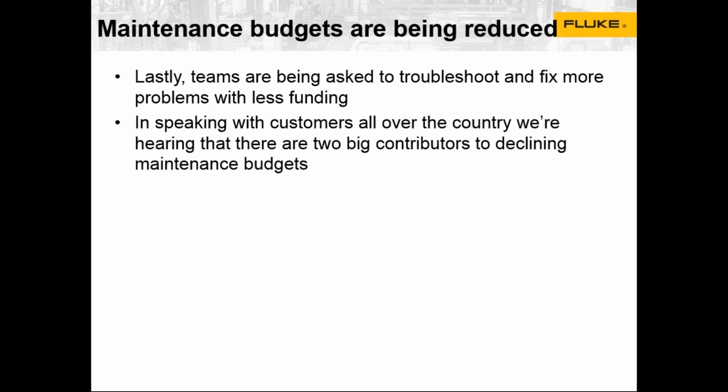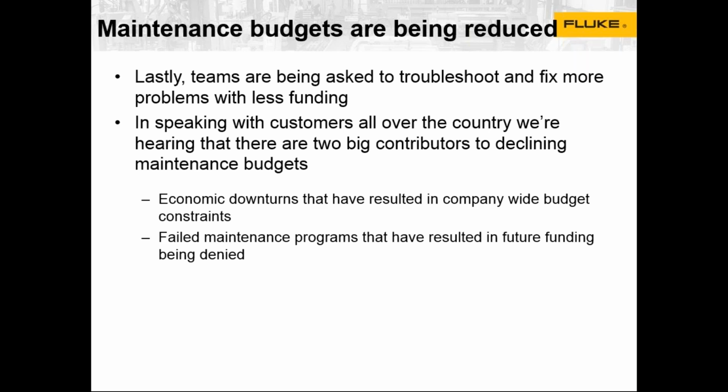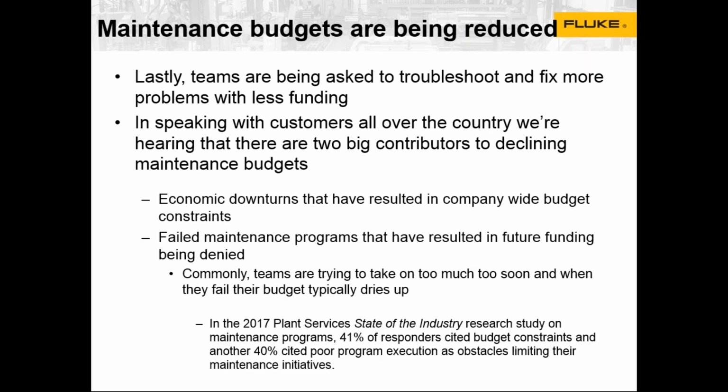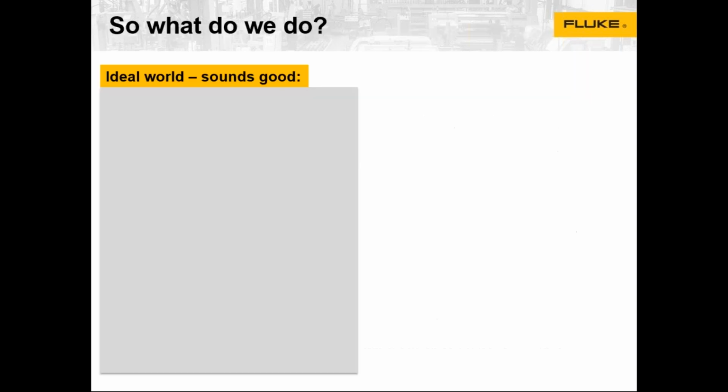Budgets are getting smaller and smaller. We're being asked to troubleshoot and fix more problems with less money. And we're seeing this from two different arenas. It's coming from two different reasons. One is economic downturns. We're seeing that not just in the U.S. but all over the world. And this is causing budgets to get smaller and smaller, and we're finding out that if we don't use our budget one year, it's being denied for the next year. So we're seeing less and less funding, and we're seeing that this is causing a lot of struggles in a lot of plants. So what do we do?